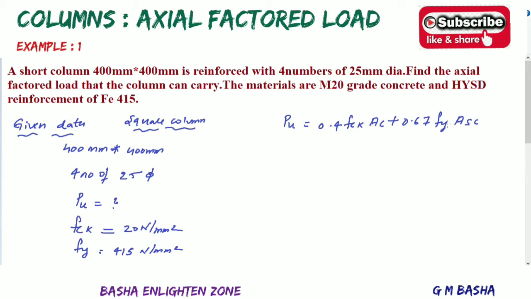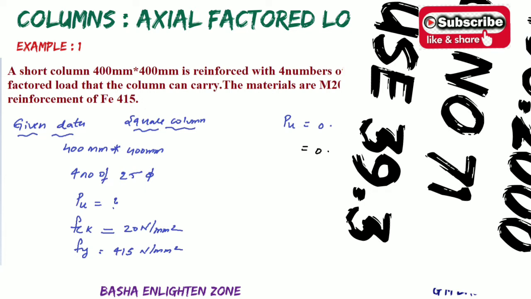This formula is already given in your code book also. I already told you what fck is: the characteristic compressive strength of the concrete. So 0.4 into 20 in place of fck, and here your unknown is Ac, plus 0.67 into fy; in place of fy it will be 415. And what about Asc? Here 4 bars are given. Asc is the area of the steel and Ac is the area of the concrete.